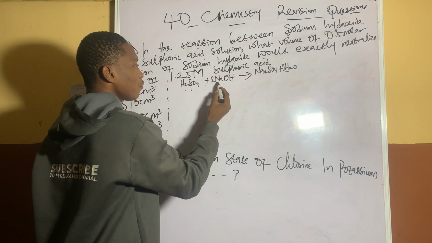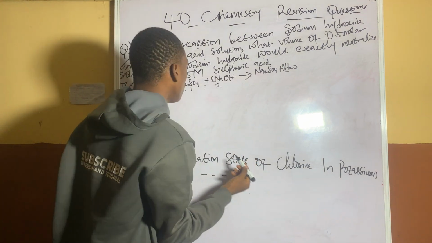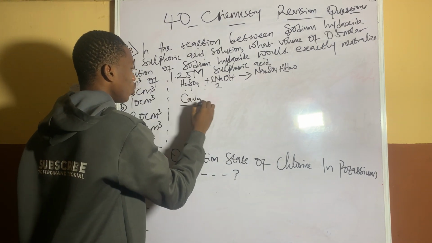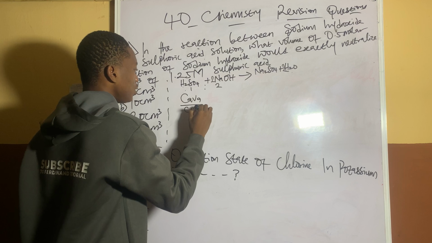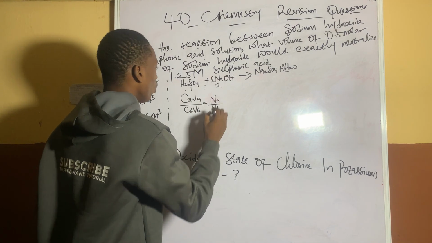So the number of moles of base is 2. The number of moles of acid is 1. So we use the formula for neutralization reaction. We say CA VA over CB VB is equal to NA over NB.